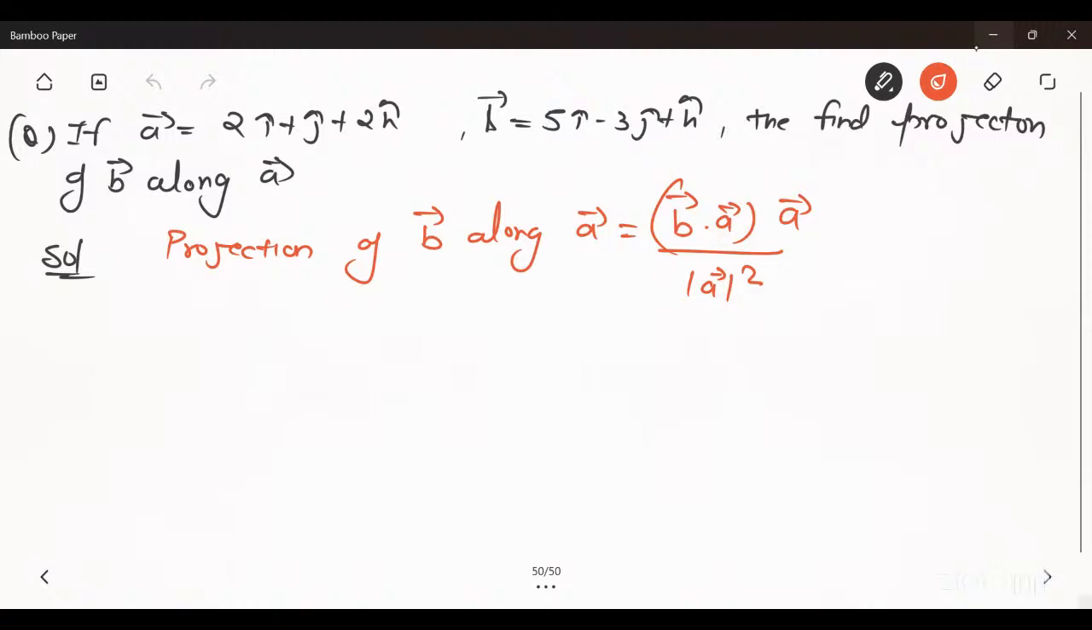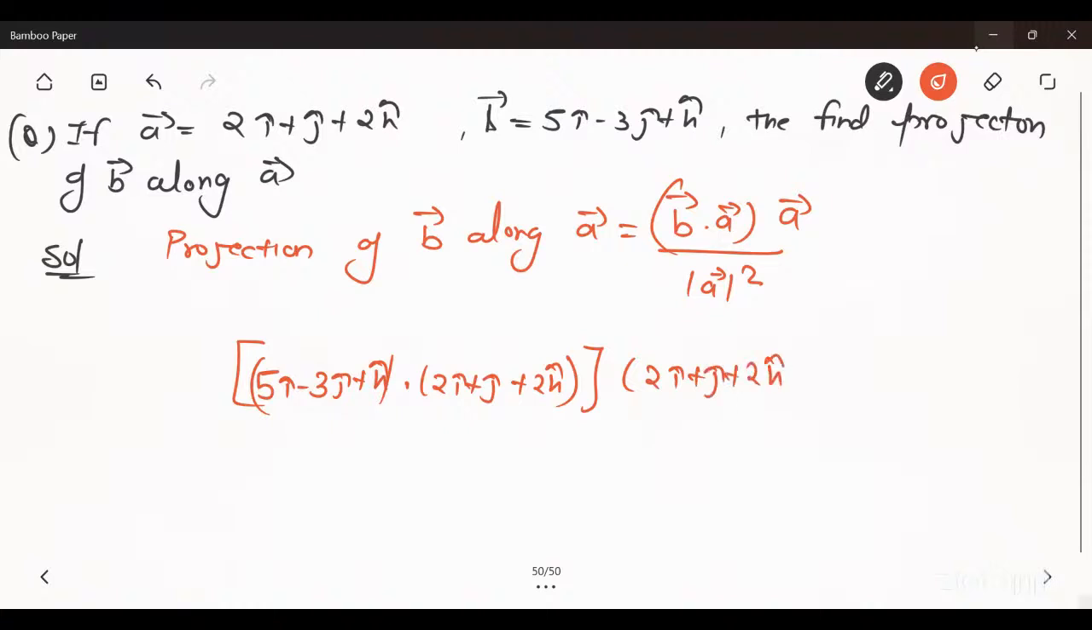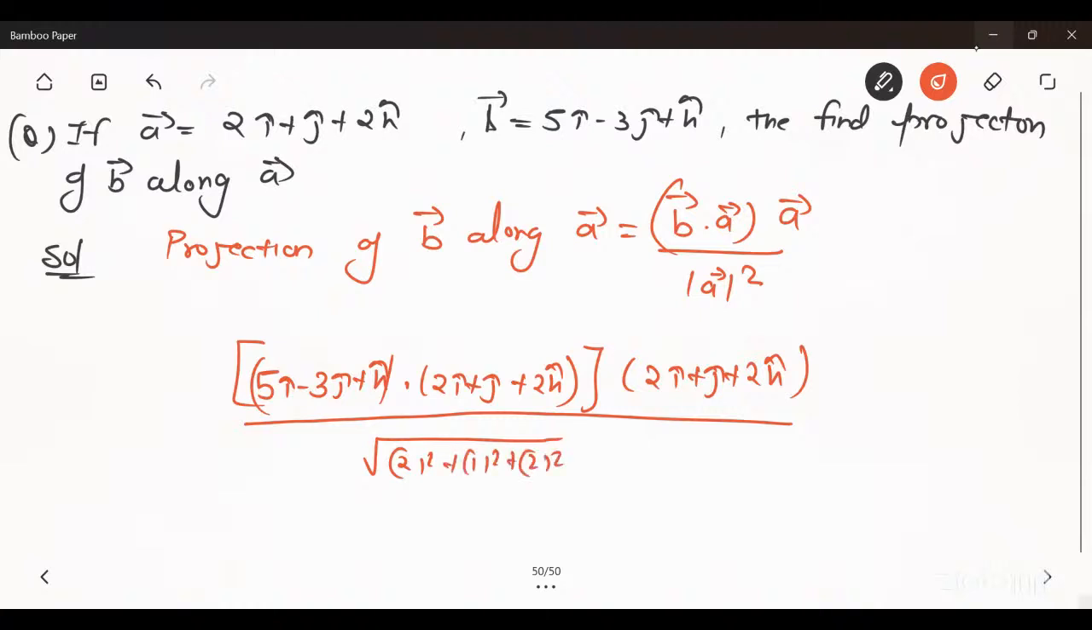So projection of B vector along A vector is B dot A upon mod A square into A. So B dot A is 5i minus 3j plus k into 2i plus j plus 2k, into A vector, which is 2i plus j plus 2k, and the value of mod A square is 2 square plus 1 square plus 2 square. So 4 plus 1, 5.